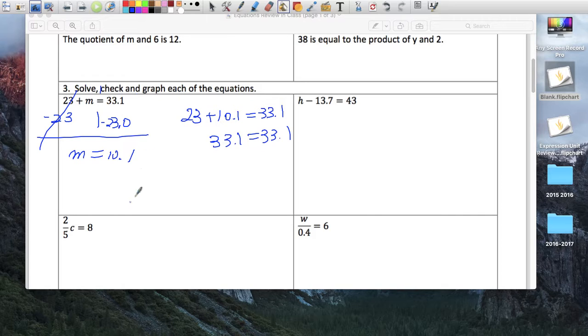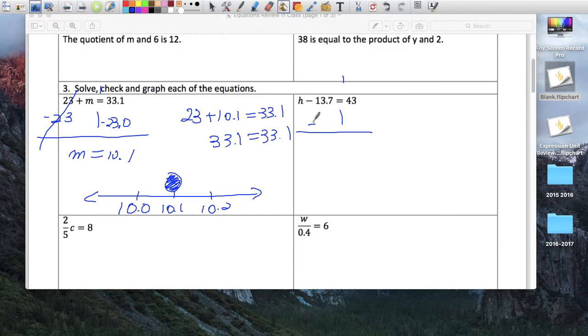And now it says graph. So let's graph. And the solution to my equation is 10.1. So if this is 10.1, this will be 10.2. This will be just 10.0. So the solution is 10.1, and it's a little circle and a shade like this.